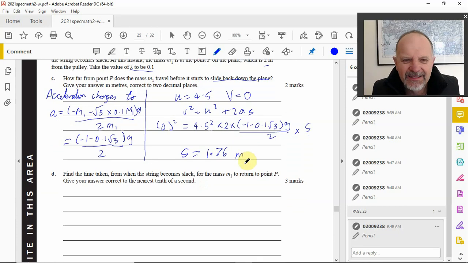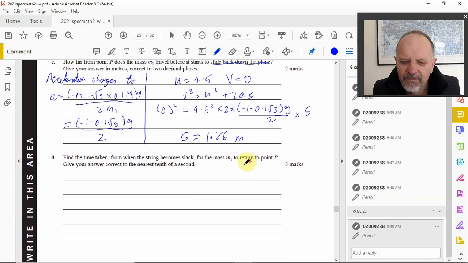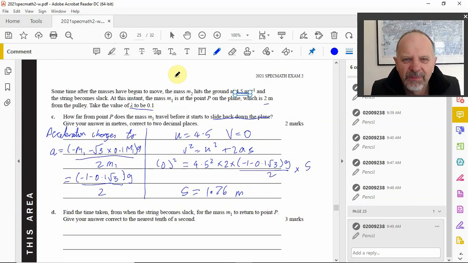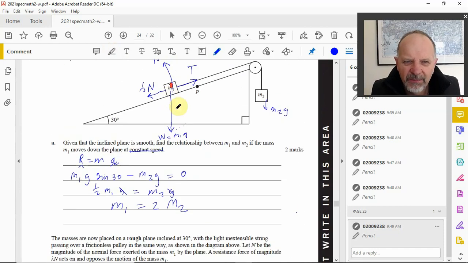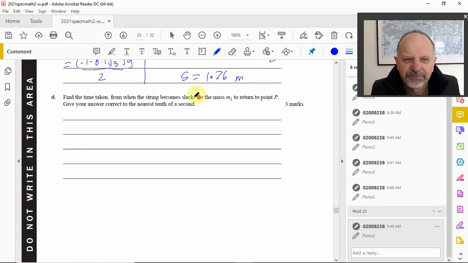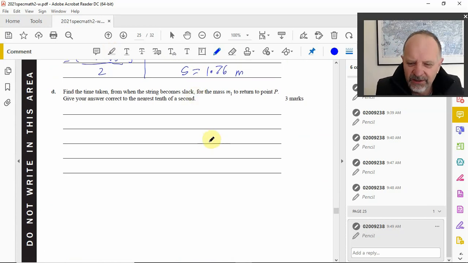All right, so next, find the time taken from when the string becomes slack for the mass to return to point P. Right, so what's going to happen, I'm just going to go back a page. It's at P, the string's slack, it slides up, stops, and then it slides back. So we need the time up to here till it stops, and then the time it takes to slide back. So I'm going to split it into 2 parts.